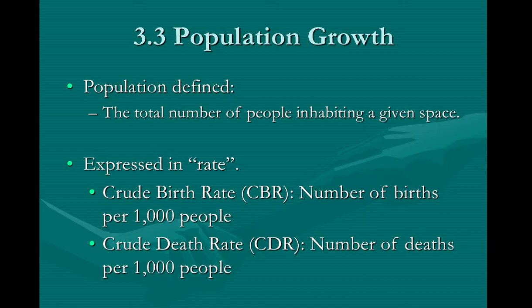So what we do is we take the average number of people born and we put them as a rate over 1,000. You can do the same thing with the number of deaths. For every 1,000 people, how many deaths are there? And that's why we refer to those as rates. Again, for every 1,000 people you have in your country or in your state or in your city, how many births are there? And for every 1,000 people, how many deaths are there? So we're going to talk about growth in regards to rates.